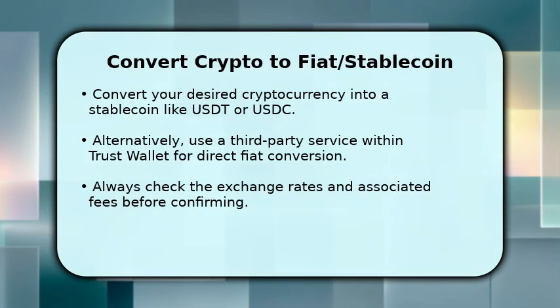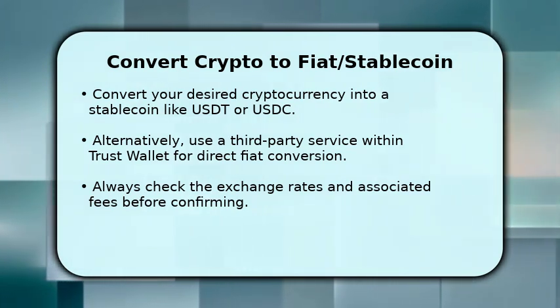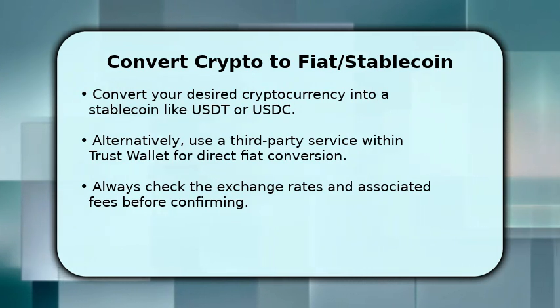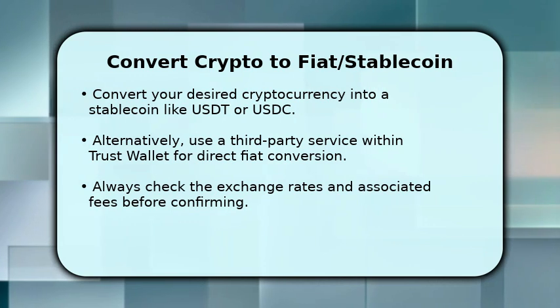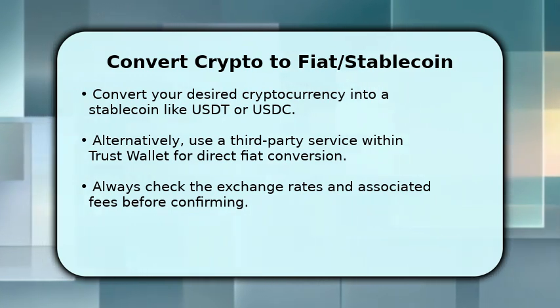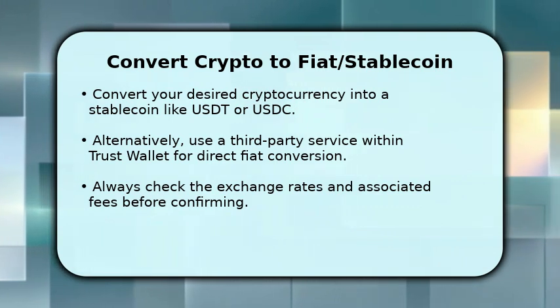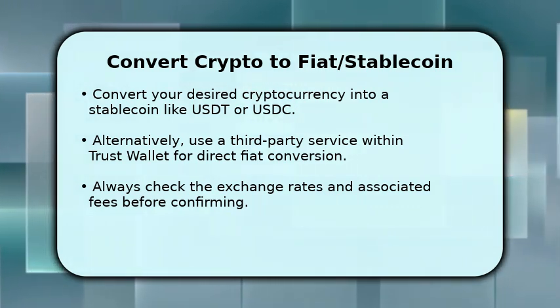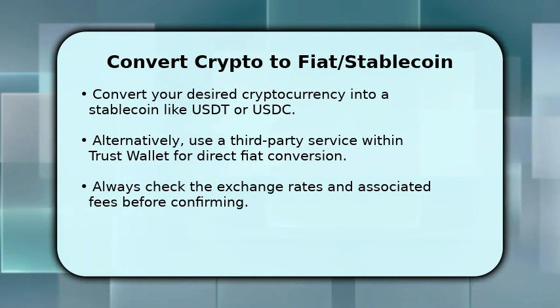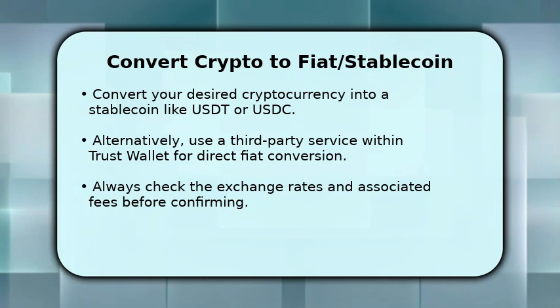The first crucial step is converting your cryptocurrency into a more liquid asset. You can swap your altcoins for a stable coin, such as Tether or USD coin, directly within Trust Wallet. Another option is using integrated third-party providers to convert crypto directly to fiat currency. Remember to carefully review the conversion rates and any service charges to ensure you get the best value for your assets. This sets the stage for your withdrawal.